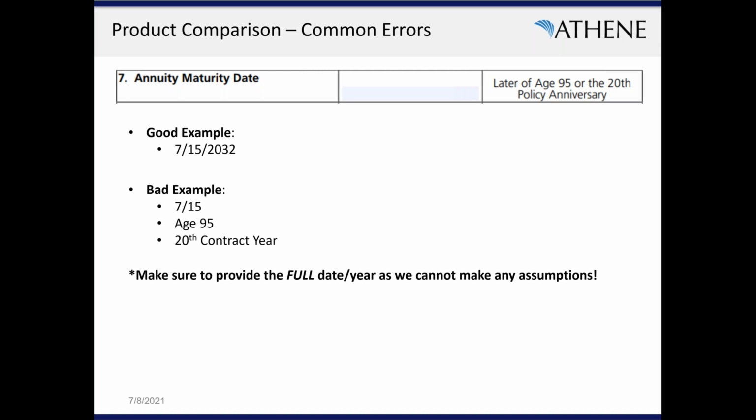So the key I can say is always make sure you have the full month, the full day of the month, and the full year. 7/15/2032. Again, 7/15 is not acceptable. Age 95, 20th contract year. All those are things that we would have to NIGO to have corrected.